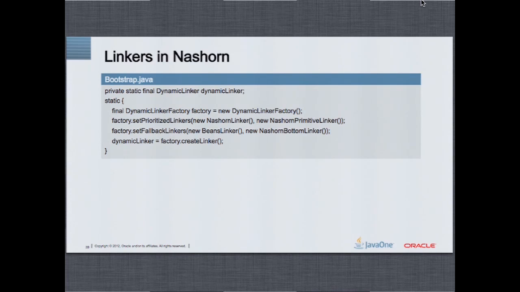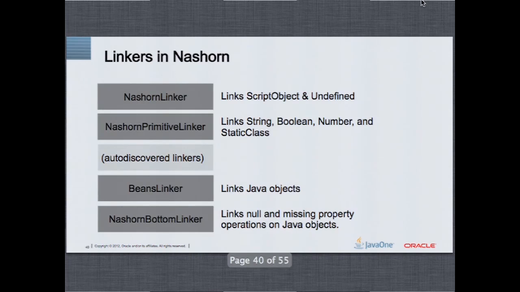However, we also ended up having a Nashorn bottom linker. So instead, you would expect that normally in a language runtime you will have a linker for the language runtime and a fallback to a beans linker. We ended up with two others. And this seems to be a pattern that will probably be valid for many other languages too. And then you create a linker and then, yes, you're off to the races. So many linkers, right? What do they do?